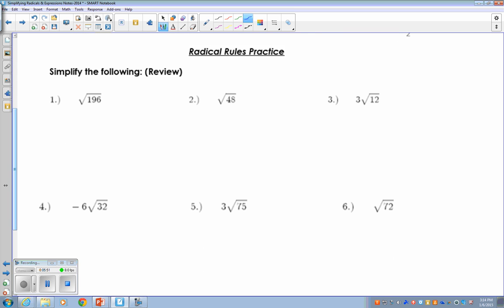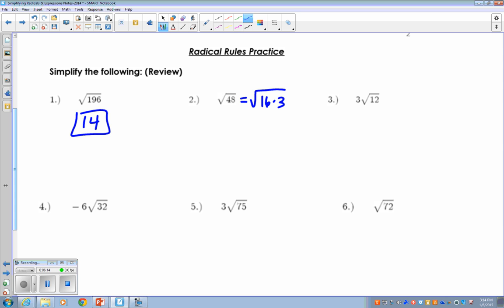We're going to practice it mentally. We're going to show some steps, and I'm going to show you how you get partial credit when simplifying. But some of them you're going to just start knowing by heart. What's the square root of 196? All right, so that's done. Now, square root of 48.